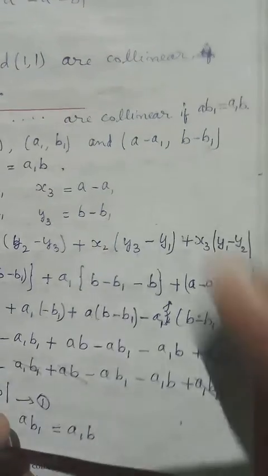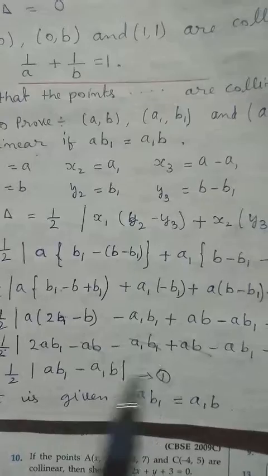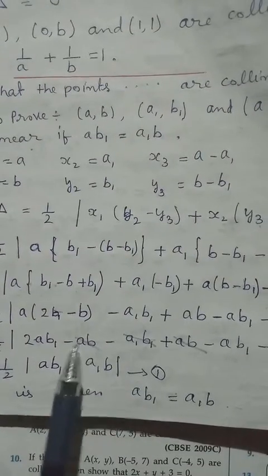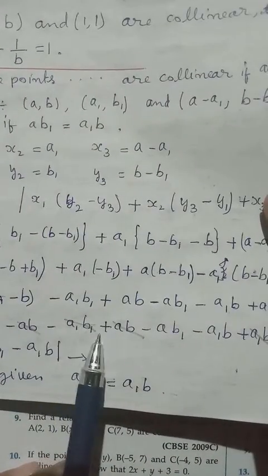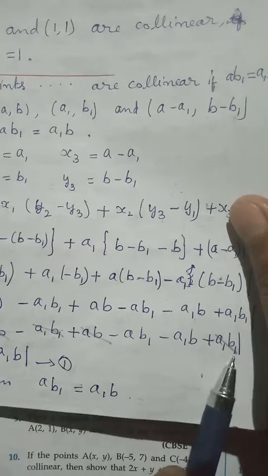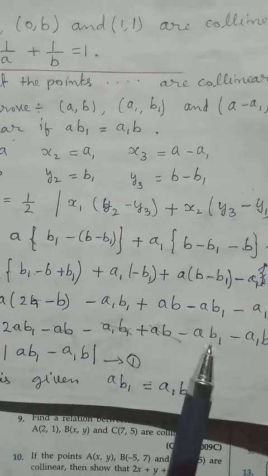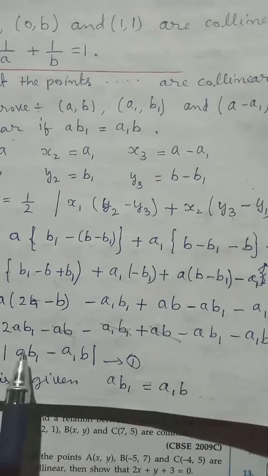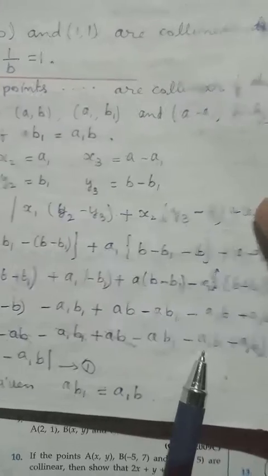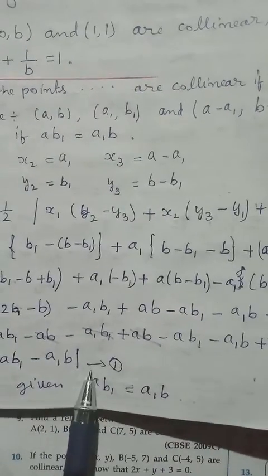So let us see if any term we can cancel. Here we can multiply inside. So here we have minus AB, then there we have plus AB, we can cancel. We have minus A1B1 plus A1B1, we can cancel. So there 2 AB1, here AB1. Here we have 2, here we have 1. So 2 minus 1 will be AB1. Then here we have A1B. We can write it there.